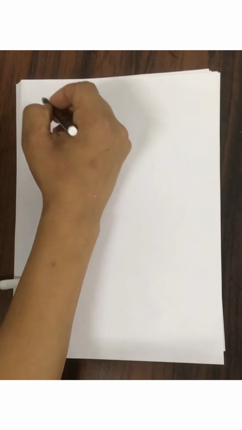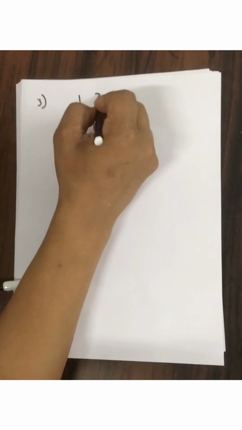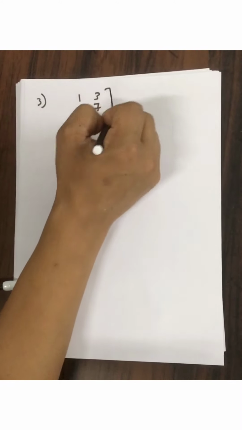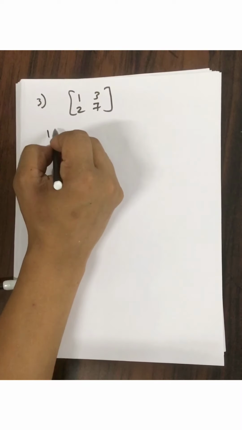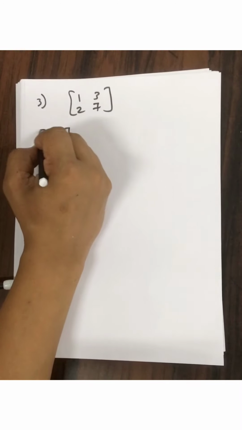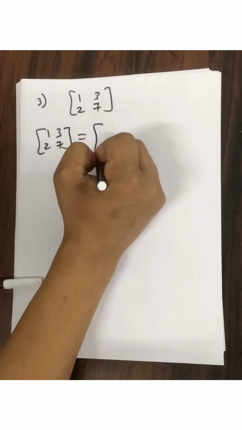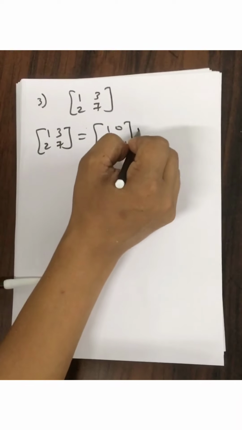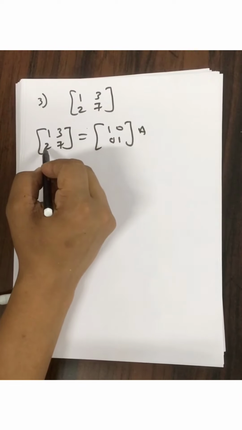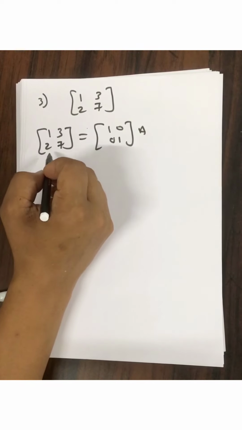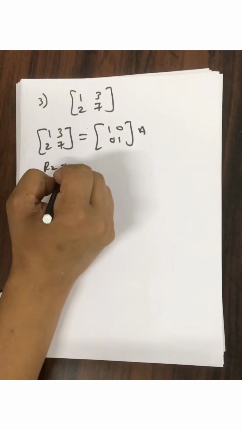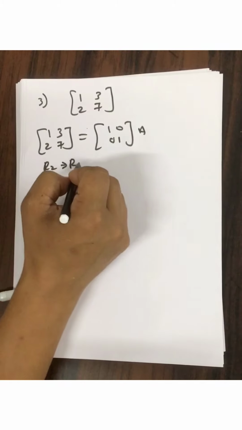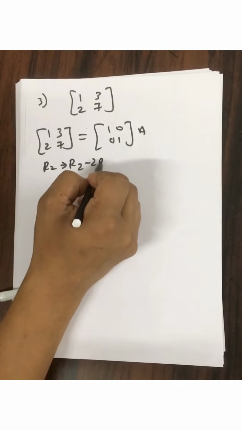The next question is, this is the third one, 1 3 2 7. We'll go ahead with the same process. 1 3 2 7 equals 1 0 0 1 into A. Now this 1 is already there. This 2 has to be turned into 0. So in R2 we can do R2 minus 2 R1.